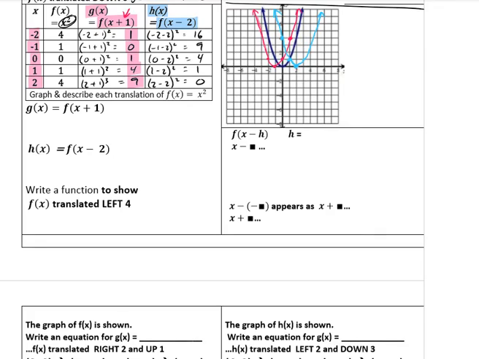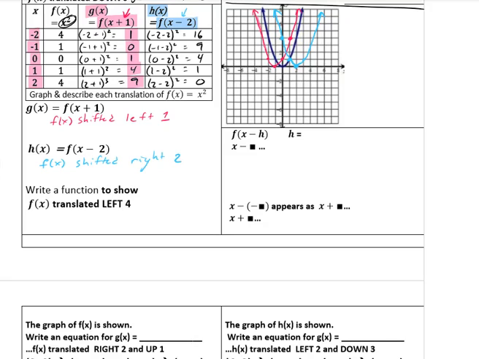So here it went to the right 2. Even though this was a negative, it went to the right 2. So let's go ahead and describe what happened in these scenarios. Here, f of x shifted left 1. But in the second one, f of x shifted right 2.